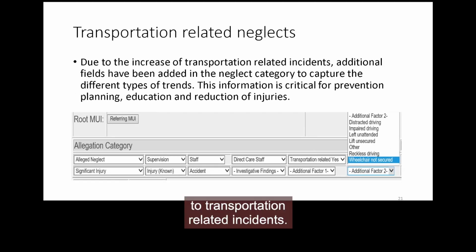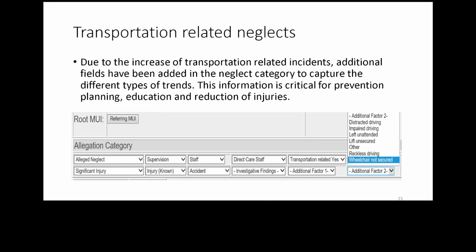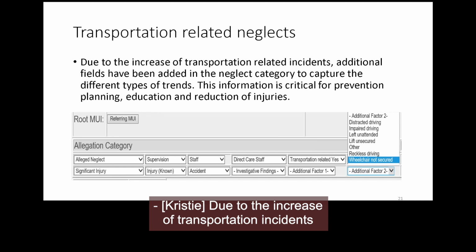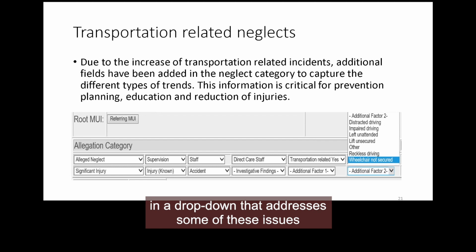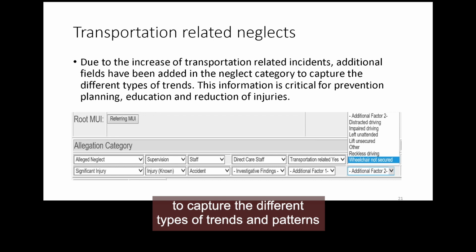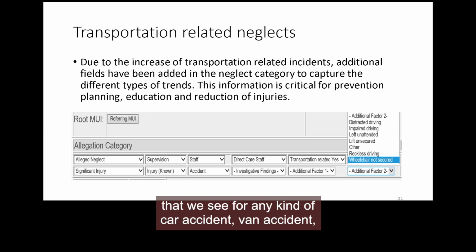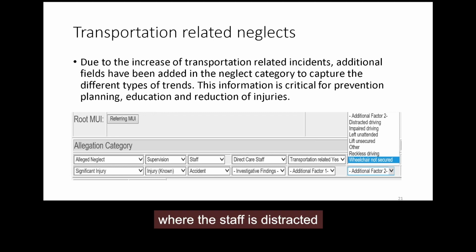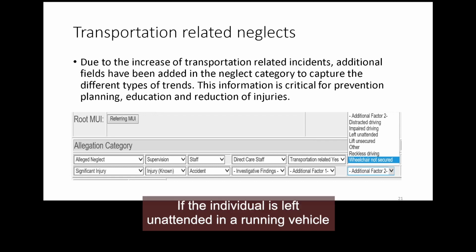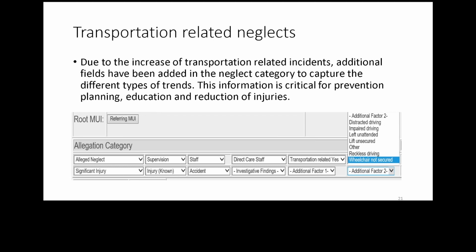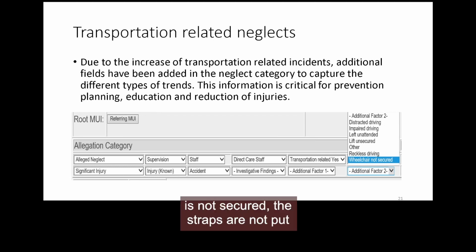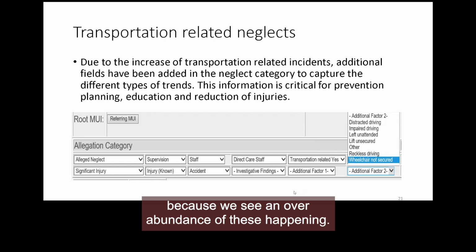Okay, so we're going to move on to transportation-related incidents. Due to the increase of transportation incidents that Dan and I see up front, we wanted to put in a drop-down that addresses some of these issues, to capture the different types of trends and patterns that we see: any kind of car accidents or van accidents where the staff is distracted or the driver is impaired, if the individual is left unattended in a running vehicle while the staff runs inside, reckless driving, and, unfortunately, a lot where the wheelchair is not secured and the straps are not put the way they should be. We wanted to start capturing that because we see an overabundance of these happening.